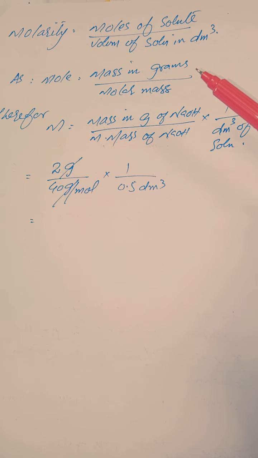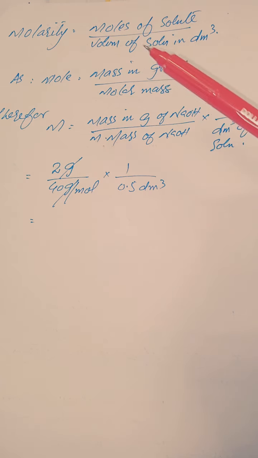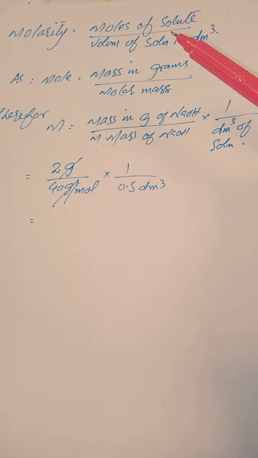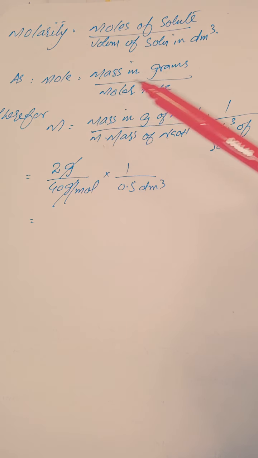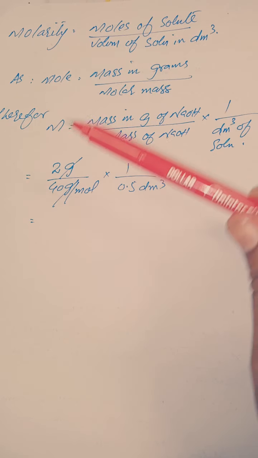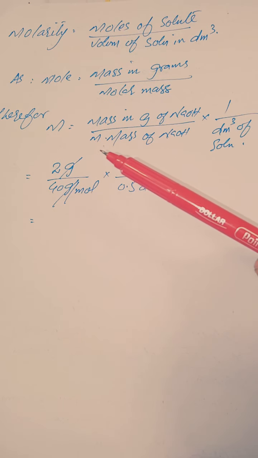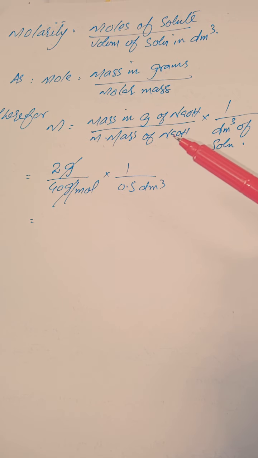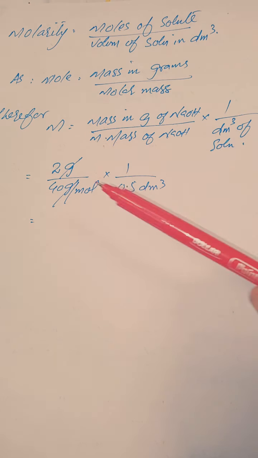As in the question, the mass of solute is given, not the moles of solute. So we have to rearrange this formula by putting the value of mole in equation number 1. As we know that mole is equal to mass in gram divided by molar mass, formula 1 will become mass in gram of sodium hydroxide divided by molar mass of sodium hydroxide into 1 over decimeter cube.